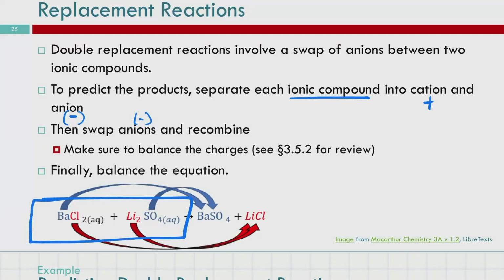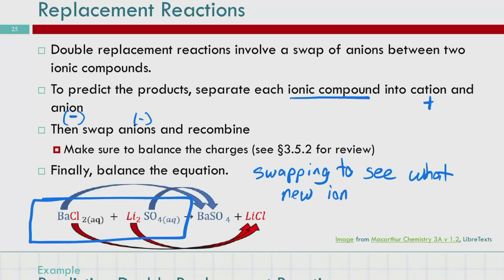Strictly speaking, you don't have to swap the anions, you could swap the cations instead, it doesn't matter. All that matters is that you swap one of them and not both of them, because then they've just switched places and that doesn't do anything. So we are swapping to see what new ion pairs can form.